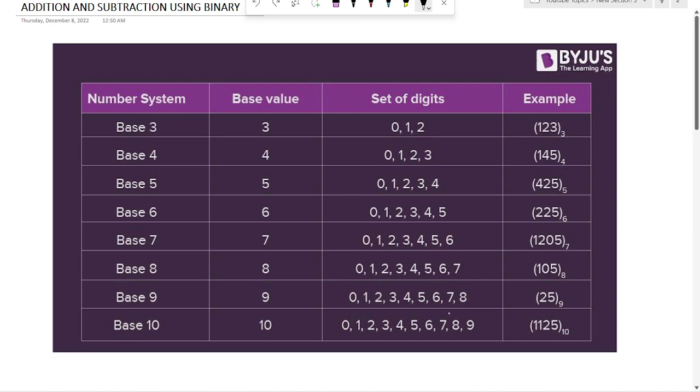I want you to also note that within base 10, the highest digit that we usually use is numeral 9. We don't go beyond 9. As soon as we go bigger than 9, we say, alright, I'll put this down and carry this.